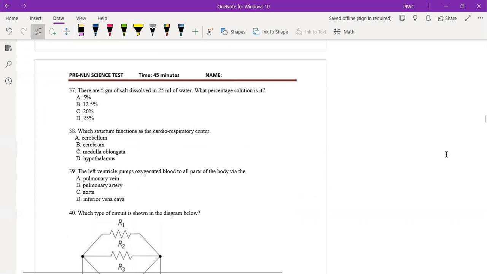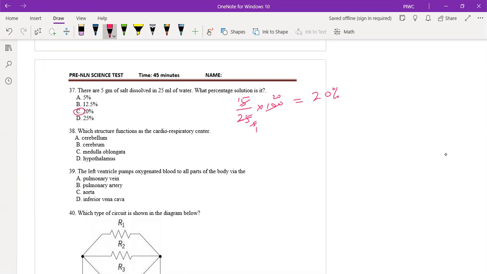37. There are 5 grams of salt dissolved in 25 ml of water. What percent solution is it? So 5 grams in 25, you write 5 out of 25. This is what we call mass percent. If you multiply this by 100, then you get a percentage. So it's 1/4 of 100, which is 20%. So it's a 20% solution.